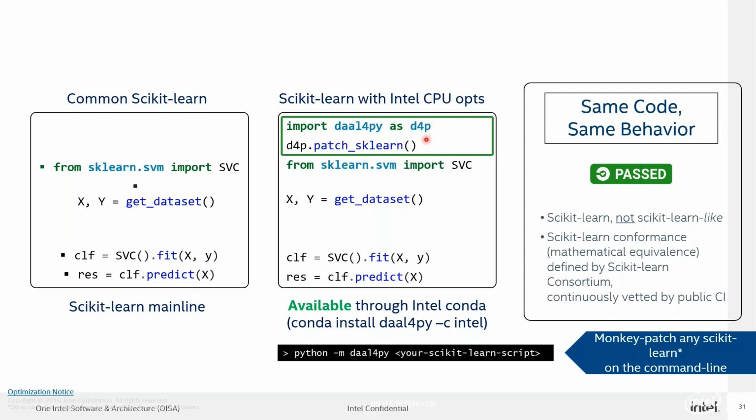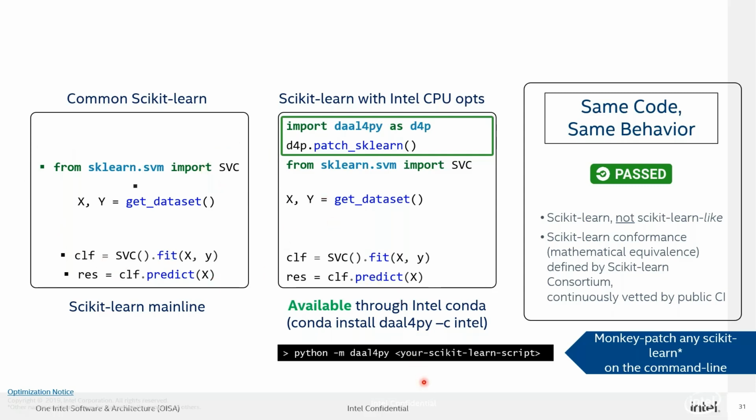One method is you need only this 2-line code change to your original scikit-learn code. Import the Alpha Pi and then run this patch_sklearn of this Alpha Pi. Then at the back end, it will initiate the Intel optimization. So the rest of the code will keep exactly the same as what you had.